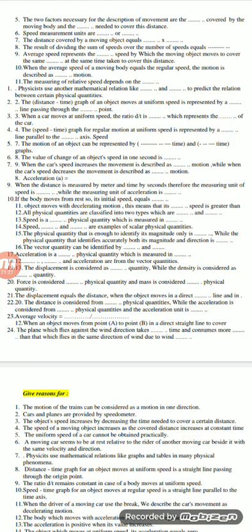Number 15. The physical quantity that is enough to identify its magnitude only. What does magnitude mean? It means numerical value and measuring unit. Which physical quantity is enough to identify by magnitude only? Scalar physical quantity. And which physical quantity must be identified by both magnitude and direction? The vector physical quantity. Number 16. The vector physical quantity can be identified by magnitude and direction.